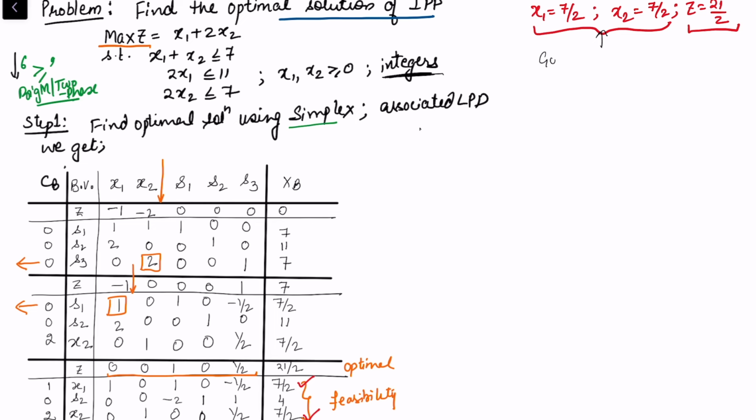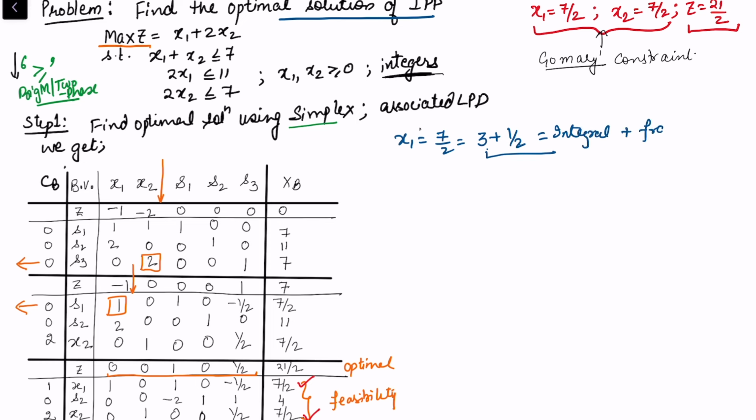Now we want to add a Gomory constraint. For the first requirement of the Gomory constraint, we must write x1, x2 in integral and fractional parts. So what is x1? x1 is 7 by 2. That means we can write it as 3 plus half. 3 is the integral part and half is the fractional part.